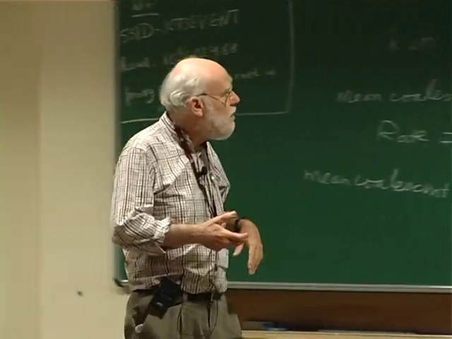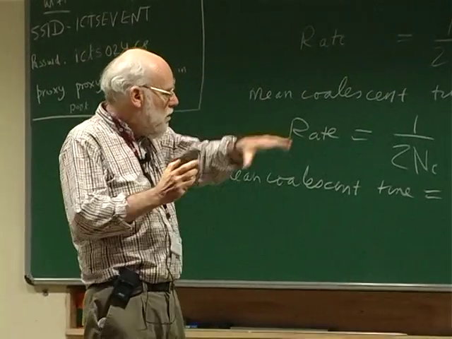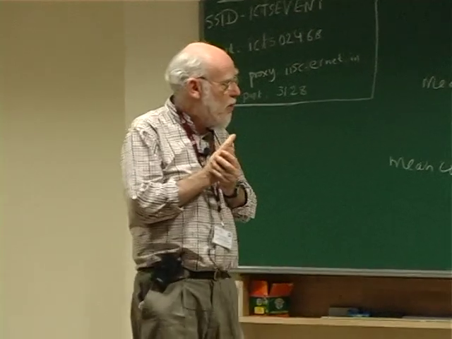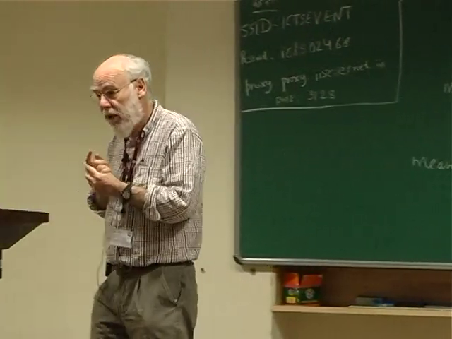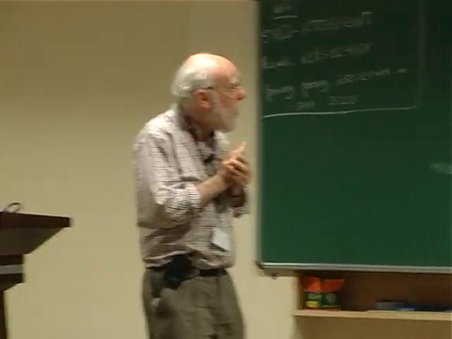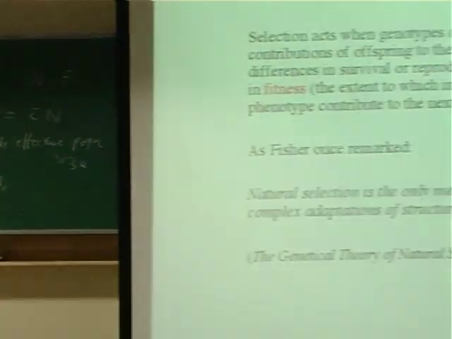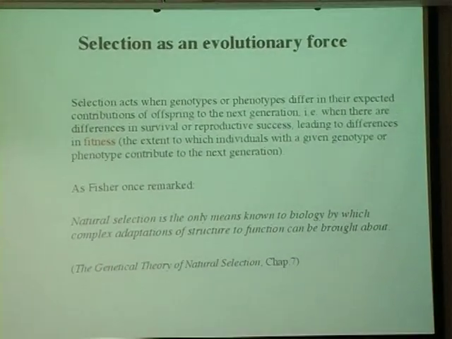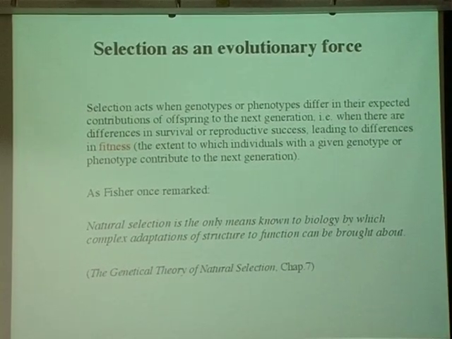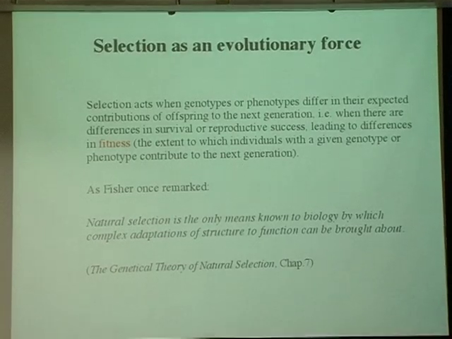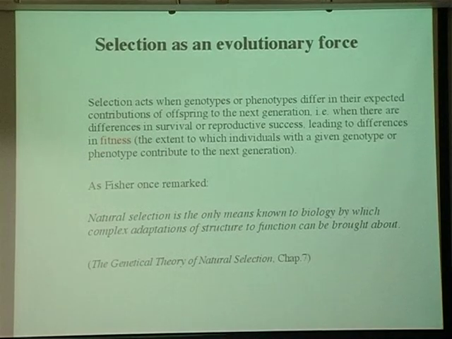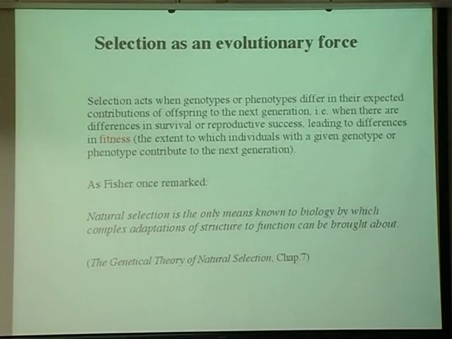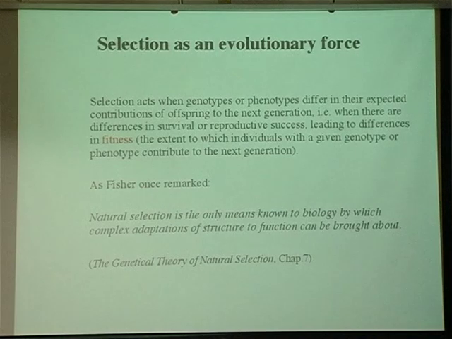Why do we care about selection? Well, that's pretty obvious. It's the only means known to biology by which complex adaptations of structure to function can be brought about. There is nothing else. So it's a really important key component of evolutionary biology. The only alternative is to become a creationist and assume that everything is created for a special purpose. And there are a lot of problems with that. Why on earth did God create the tapeworm, you might well ask.